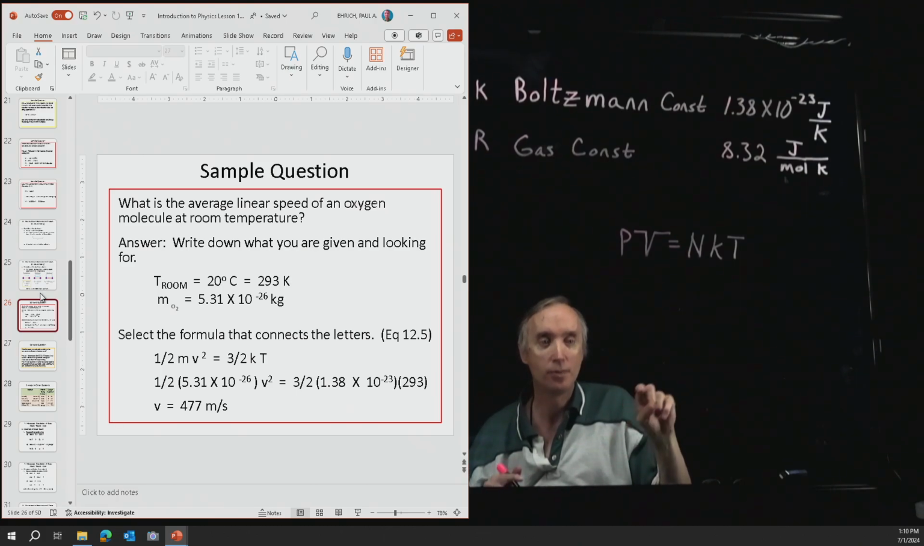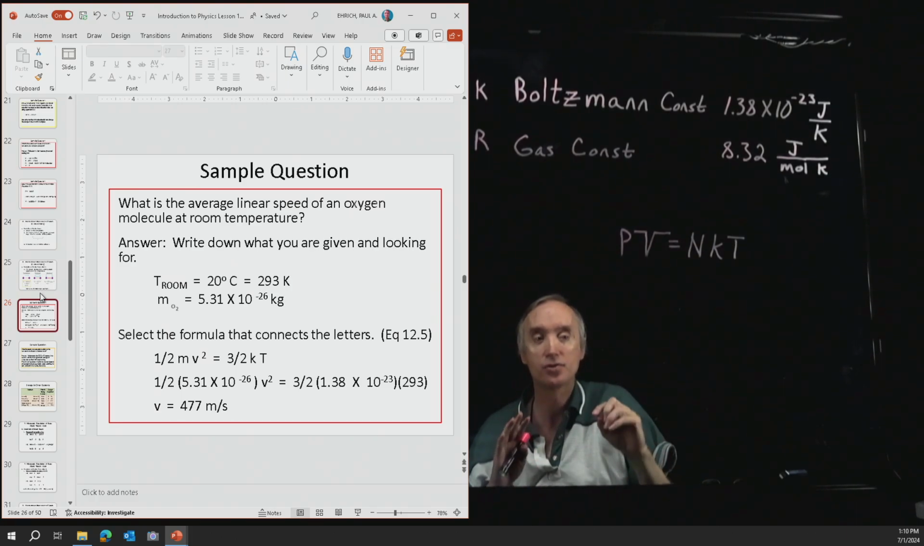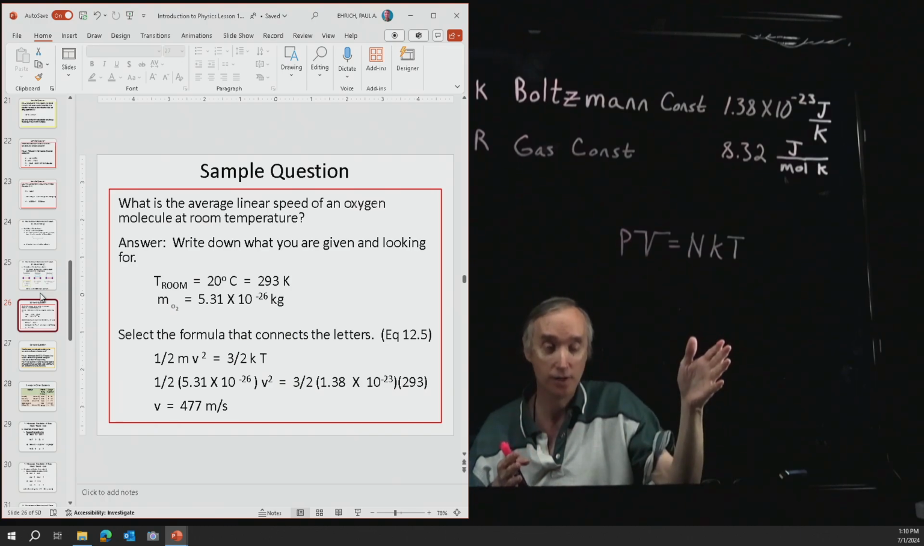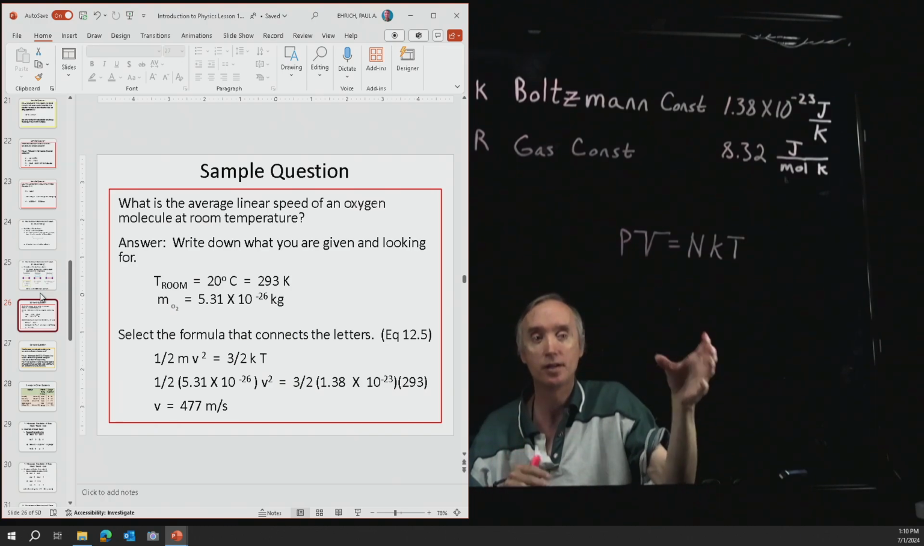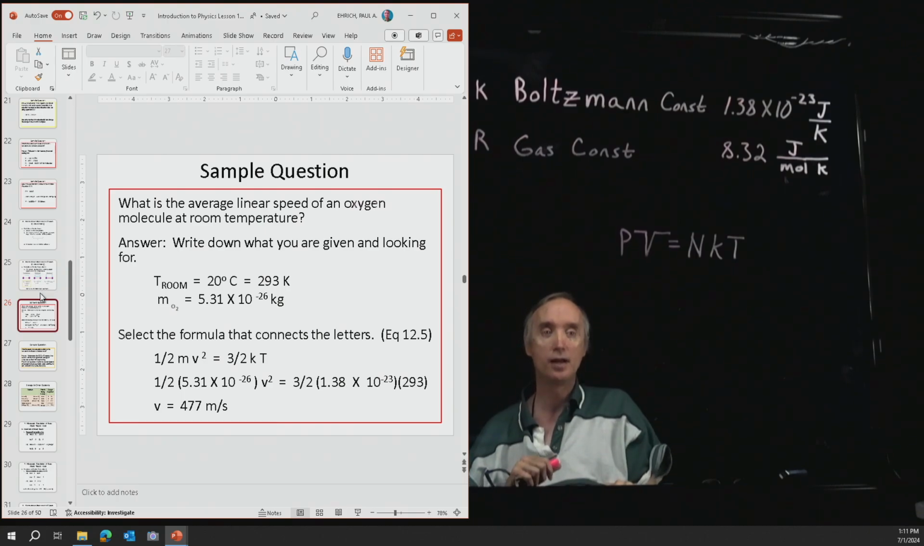And every one of those molecules is moving around the room at a certain average speed. Now sometimes they go faster than that speed, and sometimes they go slower than that speed. But what would be the average speed of the air molecules in the room around you right now? So first we're going to write down what you're given and what you're looking for.